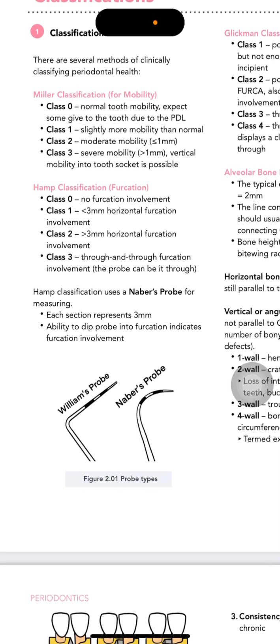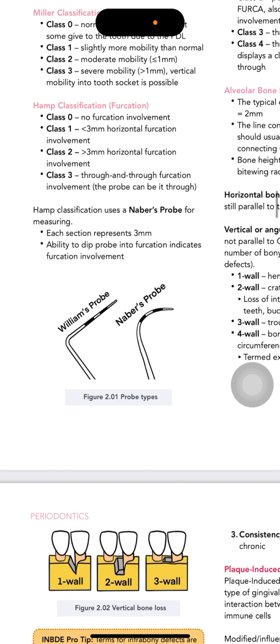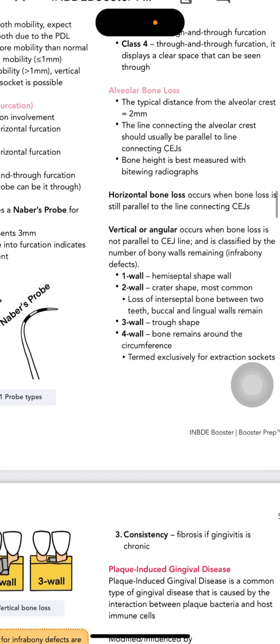Hamp classification uses a Nabers probe for measuring. Each section represents 3 mm. Ability to dip the probe into the furcation indicates furcation involvement. Nabers probe, Williams probe types.